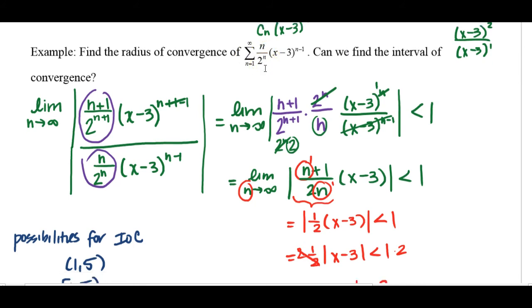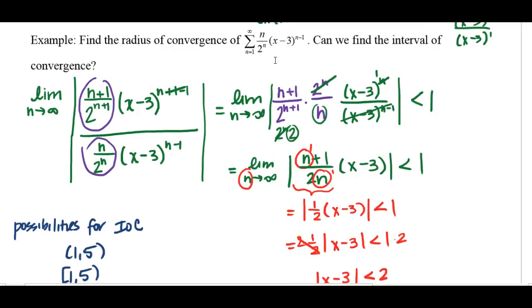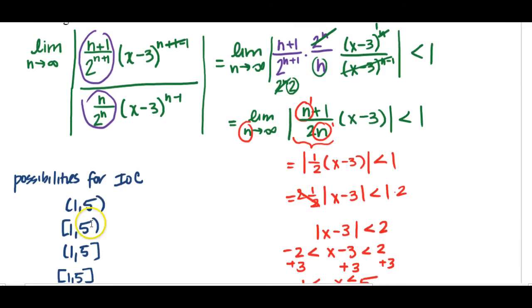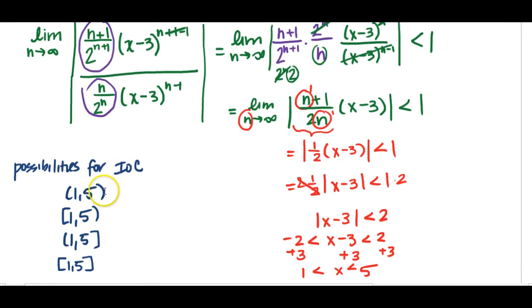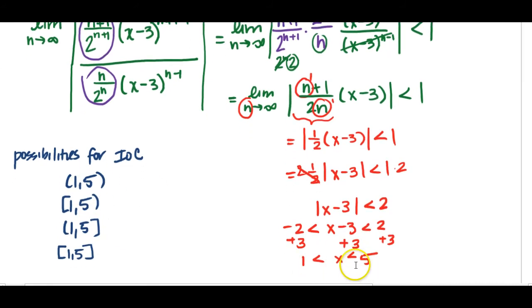So that's why we're going to need a bigger collection of tests to determine whether or not the power series converges at specific points. Which points? At the endpoints. So these are the possibilities for the interval of convergence, but I do have enough information to find the radius of convergence.